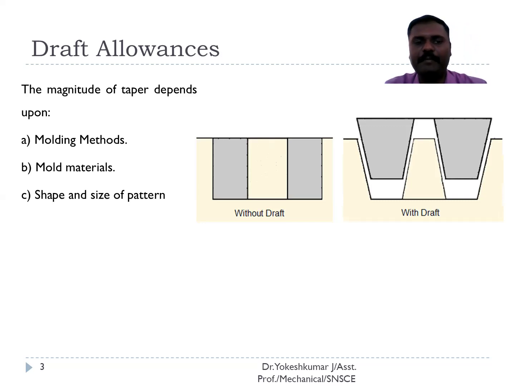The magnitude of taper provided in the pattern depends on various parameters. Among them, the molding method, that is, what type of molding method we are adopting in the mold making process, is very important. Another is the mold material, whether we are using dry sand, green sand, or adhesive sand. What type of molding material we are using is also an important factor. And also the shape and size of the pattern. If the depth is very high, we have to provide more taper. If the depth is low, we can provide only a small taper.